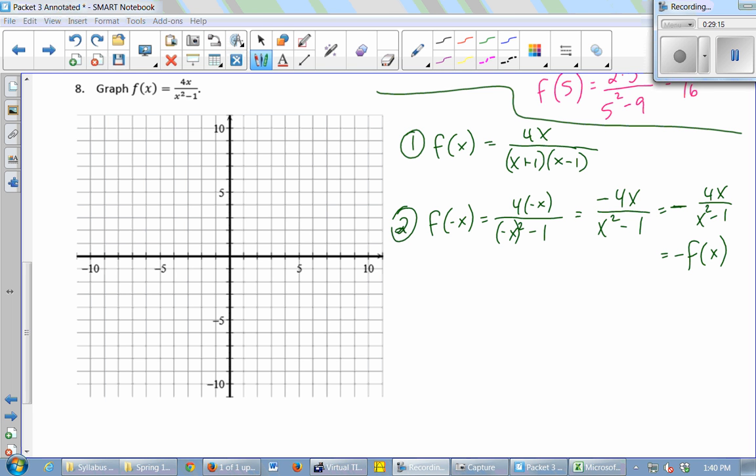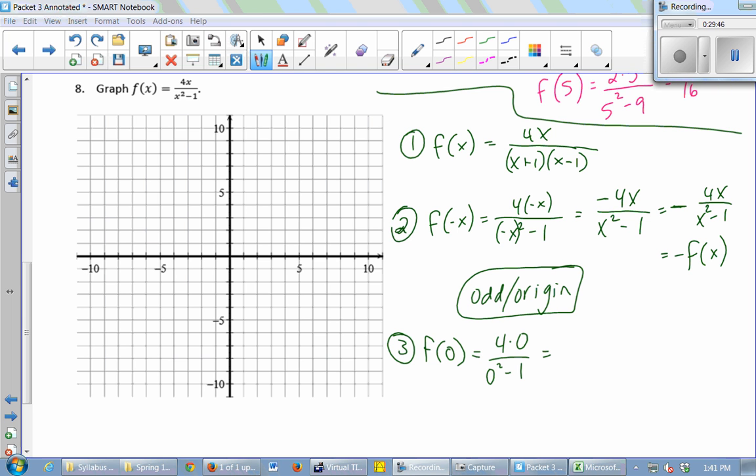So what kind of symmetry do you have when f of negative x equals negative f of x? Odd or origin symmetry. Okay, step 3, I think, was y-intercept? Yeah. Okay, y-intercept, you plug 0 in for x. F of 0 is going to be 4 times 0 over 0 squared minus 1, which is 0. All right, I can graph that.